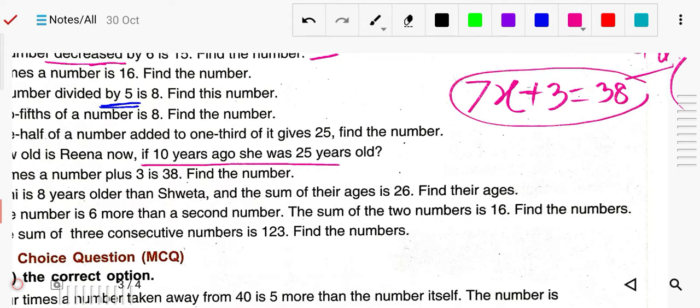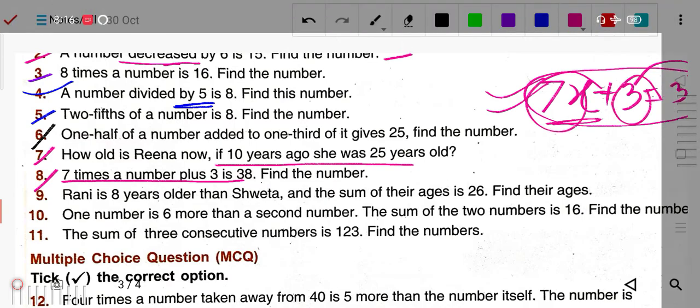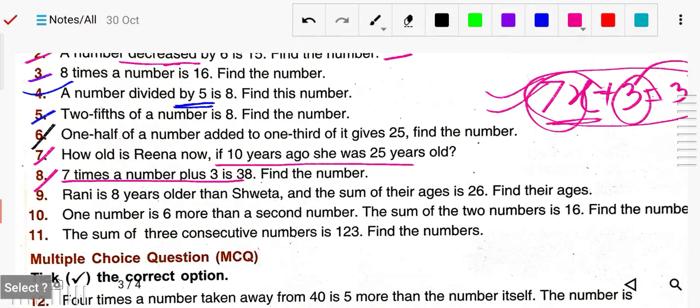Now you can find the value of x. Simply shift 3 to the other side, so 38 minus 3 is 35, and you divide by 7, so the answer will be 5. Okay, you can do it by yourself. I just made the equation. You only have to find the value of x, because 7 times x plus 3 is already given as 38.